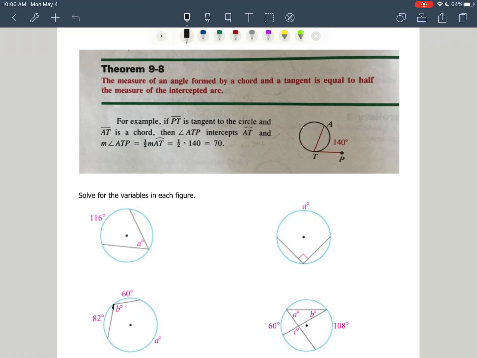Okay, the measure of an angle formed by a chord and a tangent, this is another helpful hint, is equal to half the measure of the intercepted arc. So we can consider the tangent and the chord to be an inscribed angle of sorts when it comes to the relationship with the arc and the measure of the angle. So if the measure of the arc is 140 degrees, that means the angle ATP is going to equal 70 degrees.